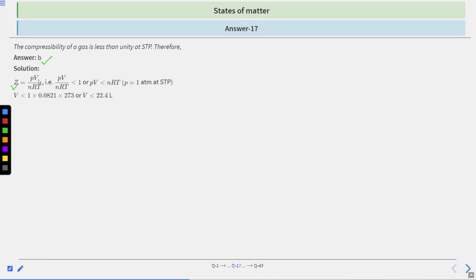So Z is equal to PV by nRT. That is, PV by nRT is less than 1, or PV will be less than nRT, because P is 1 atmosphere at standard temperature and pressure. So V will be less than 0.0821 into 273, or V will be less than 22.4 liter. Hence, option B is the correct answer.